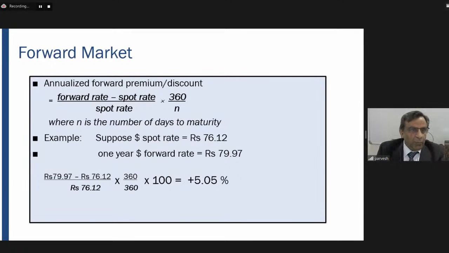It is 79.97 minus 76 divided by 76 into 360 divided by 360, because 1 year, into 100, so we get 5.05%. Okay, so that is the premium on the dollar.